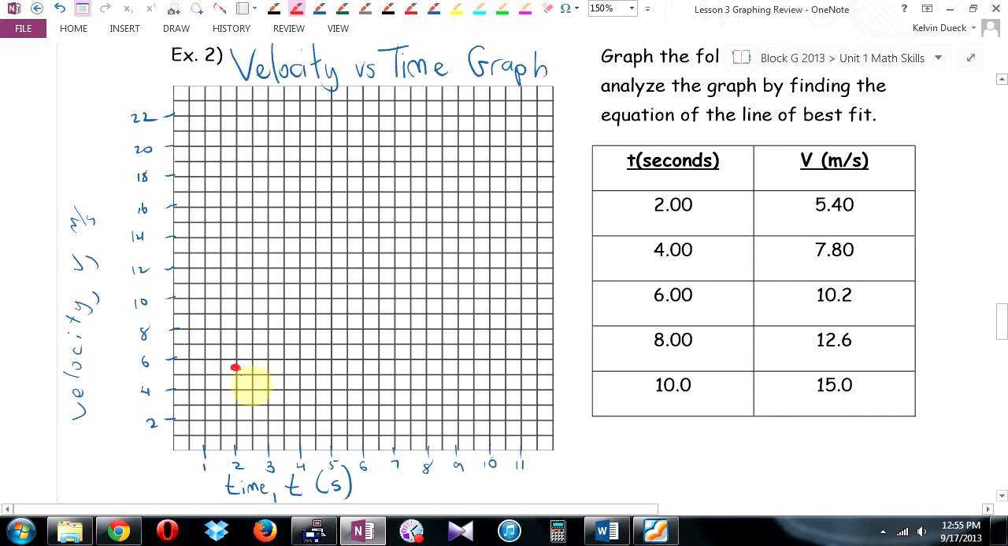Darian, what's the next point? 4 seconds. So 4 over 7.8, just below 8, yes? Zach, what's the next point? 6. So 6, a little bit bigger than 6 over, and a little bit bigger than 10? Right? Yeah. Trevor, what's the next point? 8 and 12.6. Okay, 8 and 12.6 is going to be a little bit closer to 13 than to 12, but not by much. Really, it's going to be about halfway because that's about as accurate as I can be on this scale on rough graph paper right now.